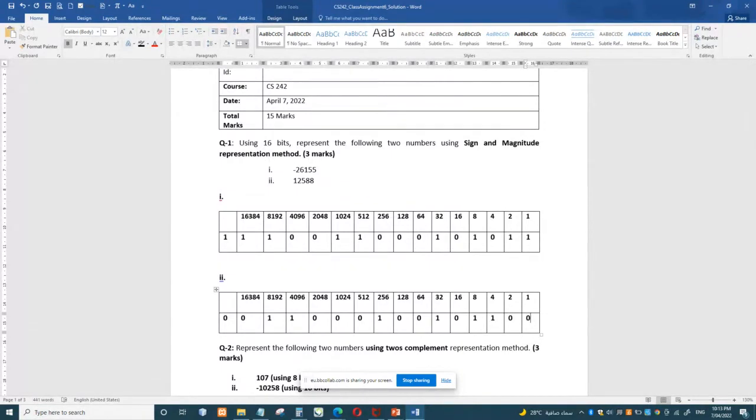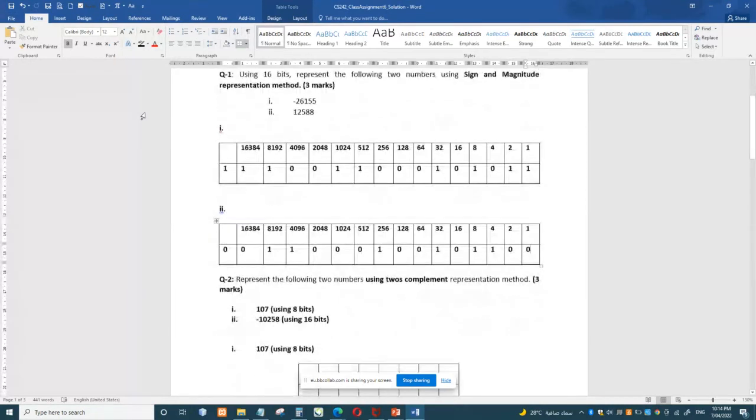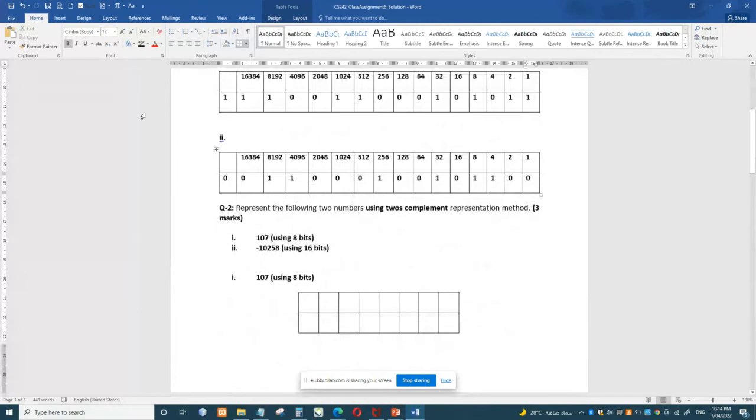So this is the end of our sign and magnitude representation for two numbers. You have seen that in the case of sign and magnitude, we always use the leftmost bit as the sign bit, and the remaining bits are used for representing the magnitude. Now we'll solve a problem for the same integer representation, but we'll use a different representation method called the 2's complement representation method.